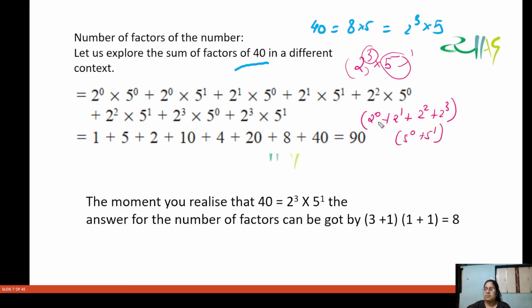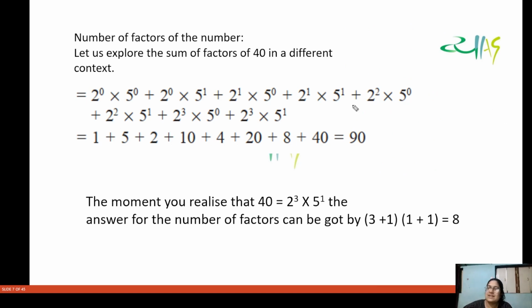Okay, so basically the sum of factors I will get is what? 1 plus 2 plus 4 plus 8. So this is what? This is 12 plus 3, that is 15. All right, 12 plus 3 is 15, and this is what? 6. So we obviously know 15 into 6 is what? 90. All right, 15 into 6 is 90. So this is the sum of the factors.